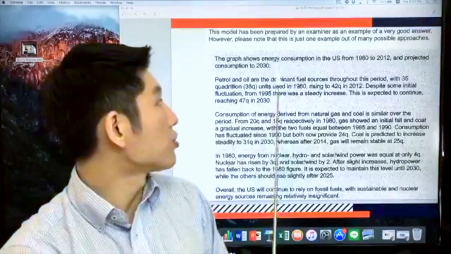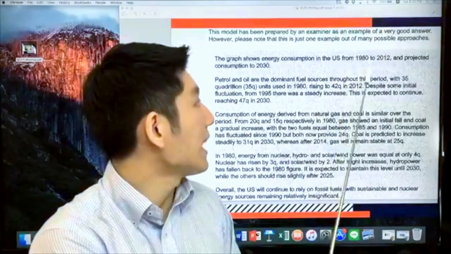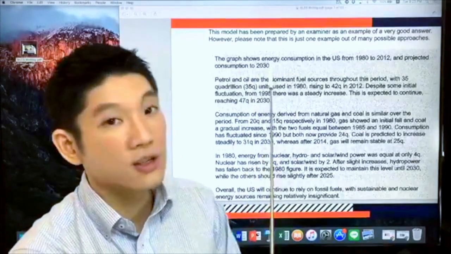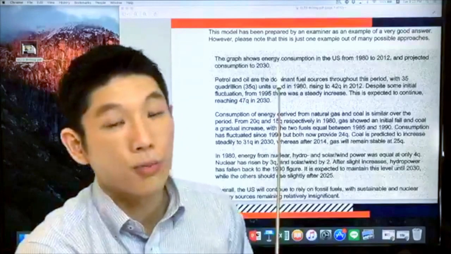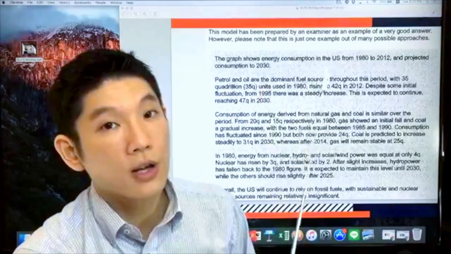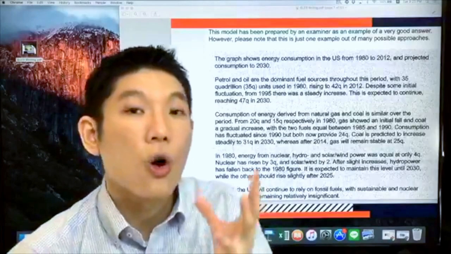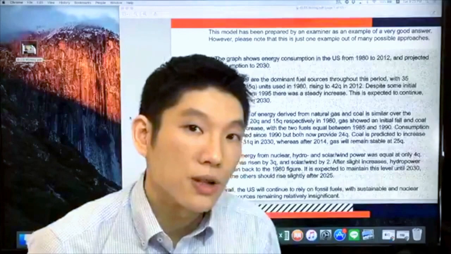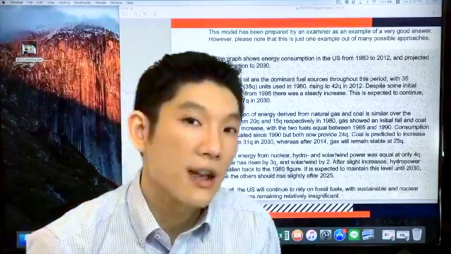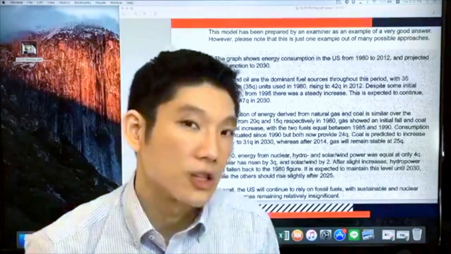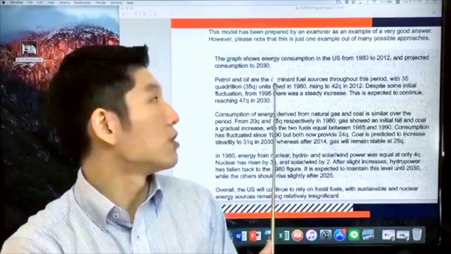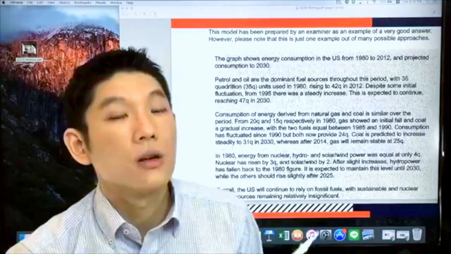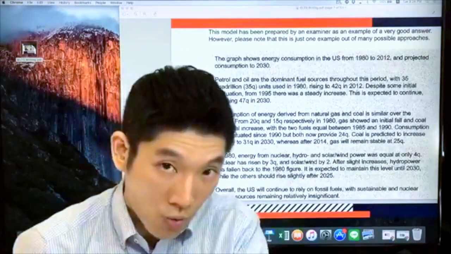The graph shows energy consumption in the US from 1980 to 2012 and projected consumption to 2030. So this is a restatement of the prompt. So in the very first part, you can just tell me what the prompt says in your own words. Okay? There's no need to use a very long template because the template will not fit every single task and it actually provides no meaning whatsoever. So just be straightforward and just paraphrase the prompt. Tell me what the prompt states in your own words.